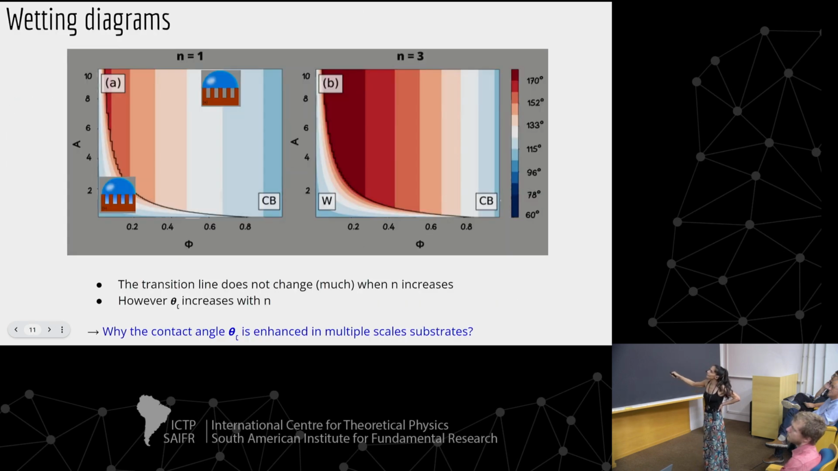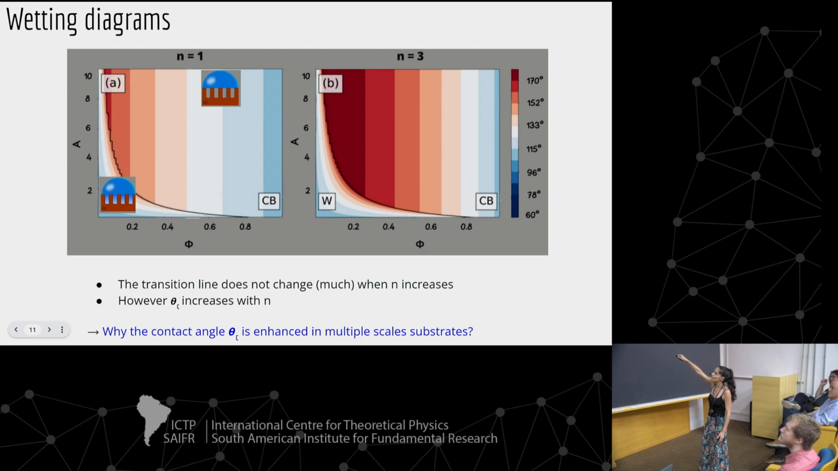And what you see is that, first of all, for the same droplet volume, the transition line is basically untouched. It does not change, meaning that we could think that increasing the hierarchical level would improve, would increase the size of this phase, because you observe in nature that fractality implies more hydrophobic states. But that's not what happens. The transition line does not change. However, the contact angles do change.